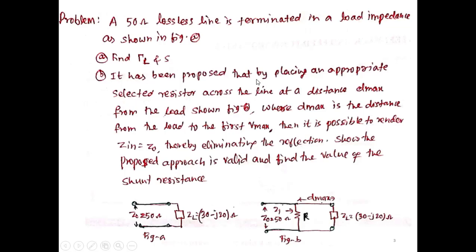In part B, it has been proposed that by placing an appropriately selected resistor across the line at a distance D maximum from the load, shown in figure B, where D maximum is the distance from the load to the first V maximum, then it is possible to render Zin equal to Z0, thereby eliminating the reflections. So the proposed approach is valid, and find the value of the shunt resistance.